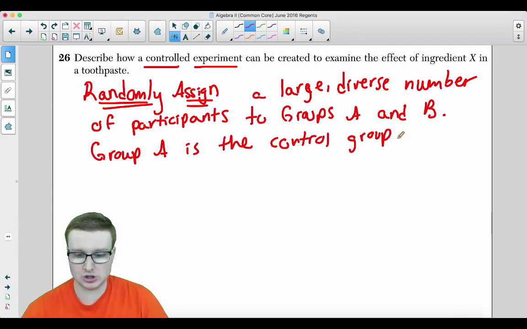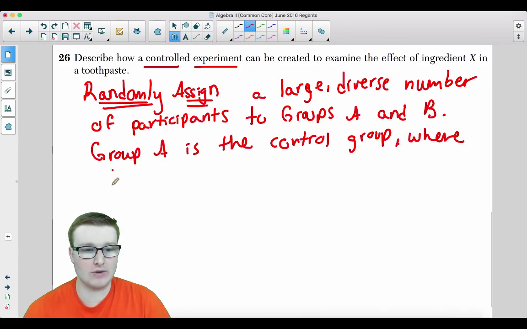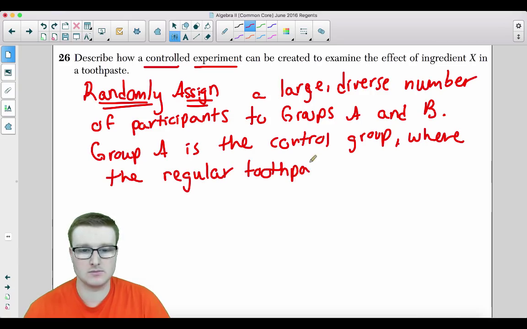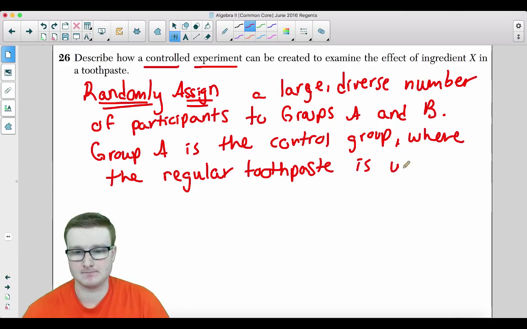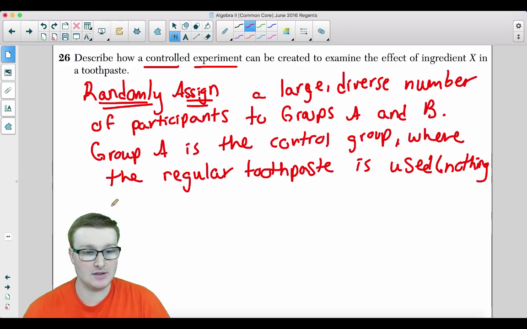All right, so group A is the control group where the regular toothpaste is used. As in, nothing has changed. You can put that in parentheses. I don't really care what you do with it. Nothing has changed.